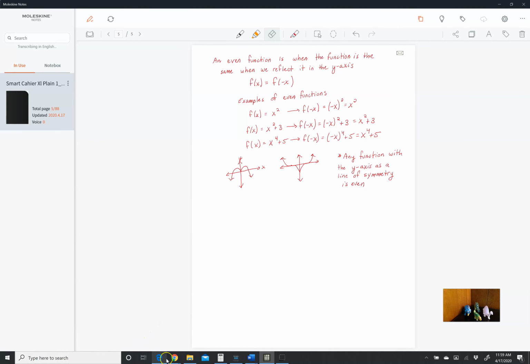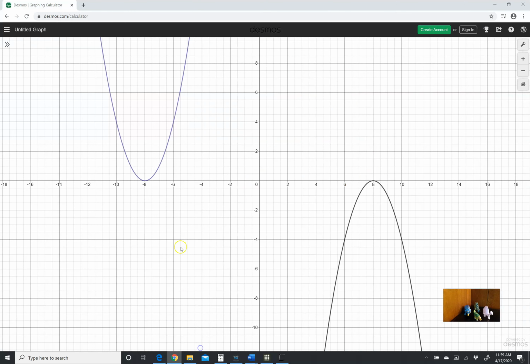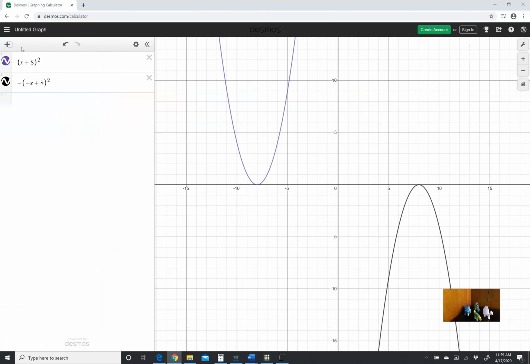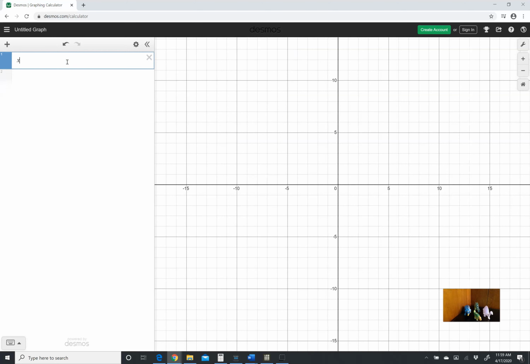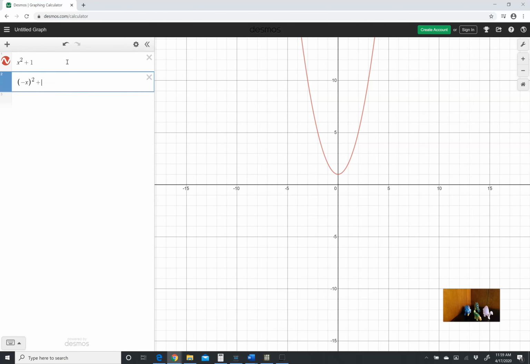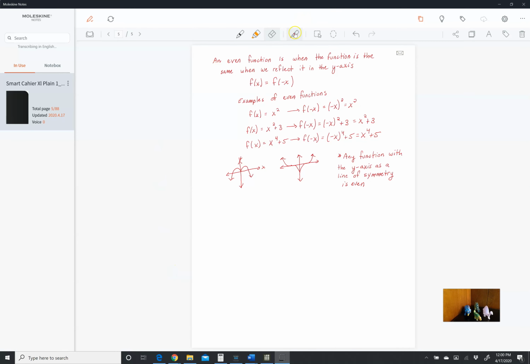And graphically we saw this. Not with this one, but with x squared plus 1. Took this and we reflected it in the y-axis. You can see the blue and the red are on top of each other. Okay, this is indicative that it's even. Then we also have odd functions.